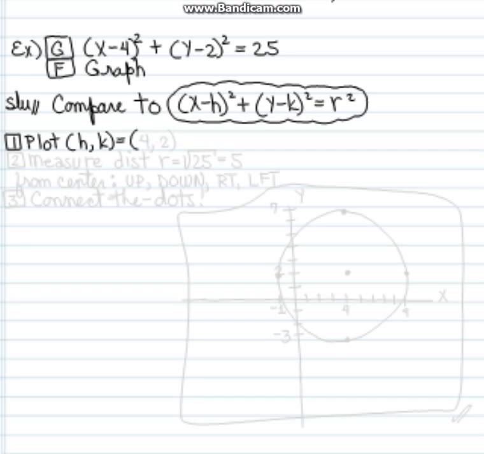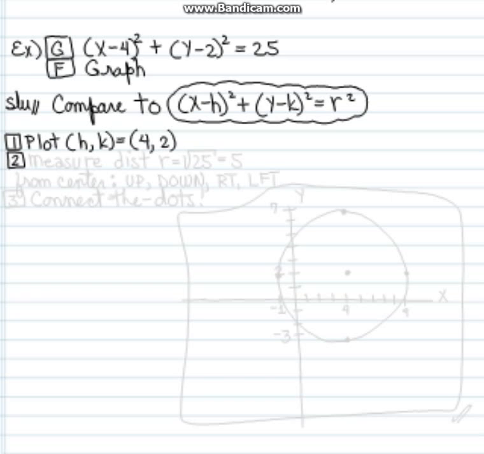So step 1, plot the center. (h, k) equals (4, 2). Now, how do I know that (4, 2) is the center? h is a number being subtracted from x in the given equation. That's a positive 4. k is a number being subtracted from y in the given equation. That's a positive 2. Okay, so we'll be plotting or graphing that point.